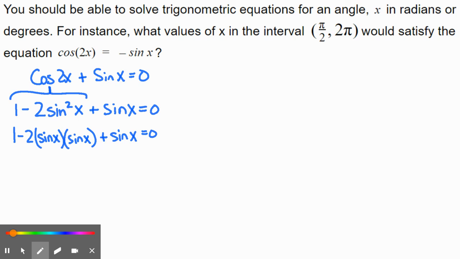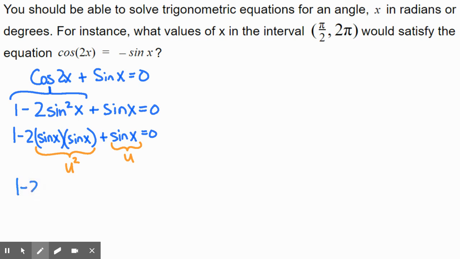Basically, we're going to substitute u for sine x. So sine x is u, and sine squared x is u squared. Instead of trying to solve for x right away, we're just going to solve for sine x. We're trying to find out the value of sine x. So let me rewrite this with that u: 1 minus 2u squared plus u.